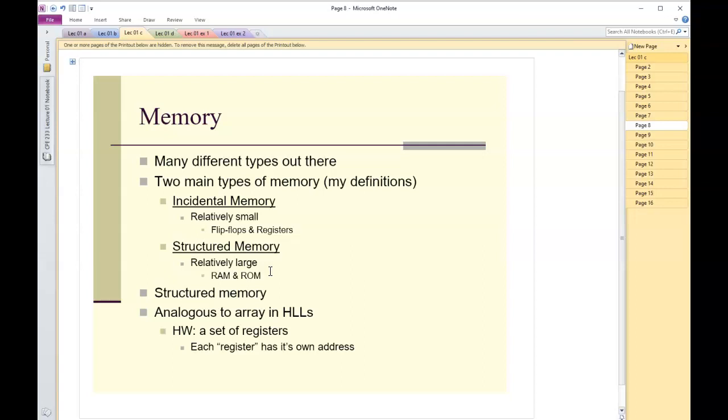Okay, so structured memory, very simple concept. It's analogous to using arrays in a higher level programming language. Essentially, it's just a set of registers. It's an array of registers where each register has its own particular address. So the address, address is a hardware term, is analogous to using the word index in a higher level programming language.